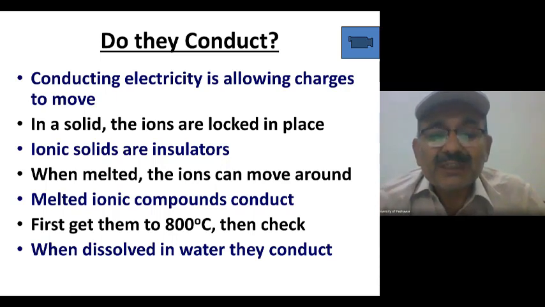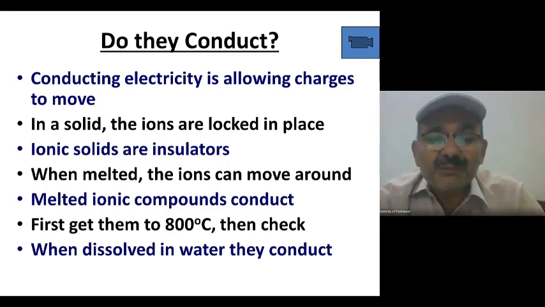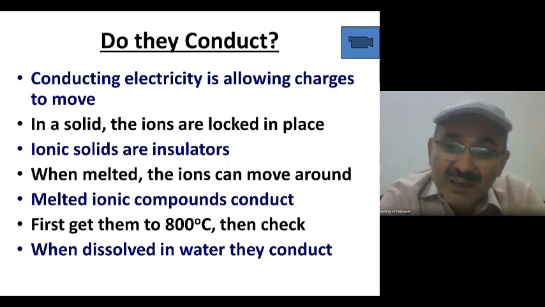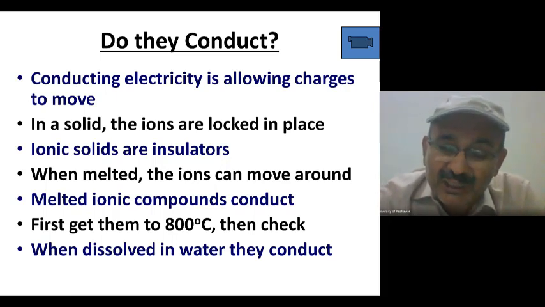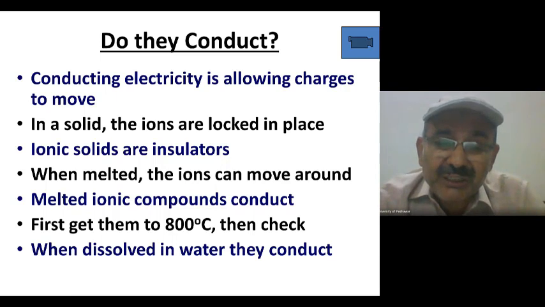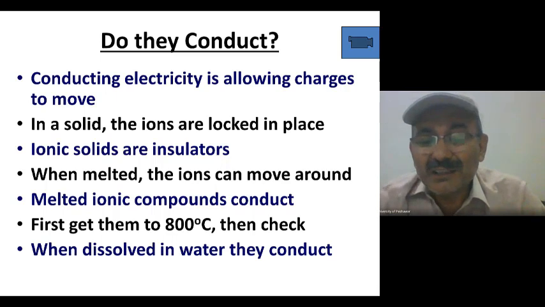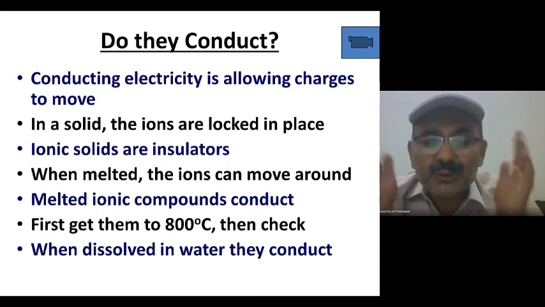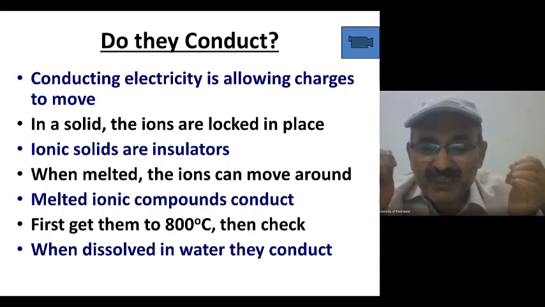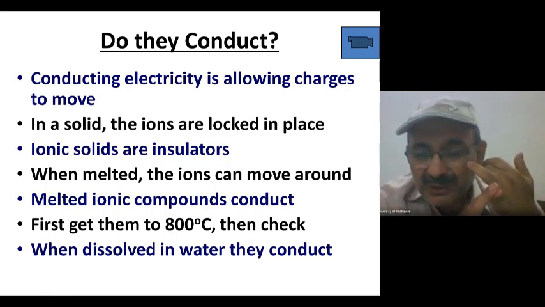So at different temperatures, the behavior and properties of the materials change because of the changes in the electronic or electromagnetic structure of the material. First get them to 800, then check, and you will see that the material which was an insulator is now a conductor. So whenever you use a material for a specific application, keep in mind at which temperature and in which environment you will be using it.